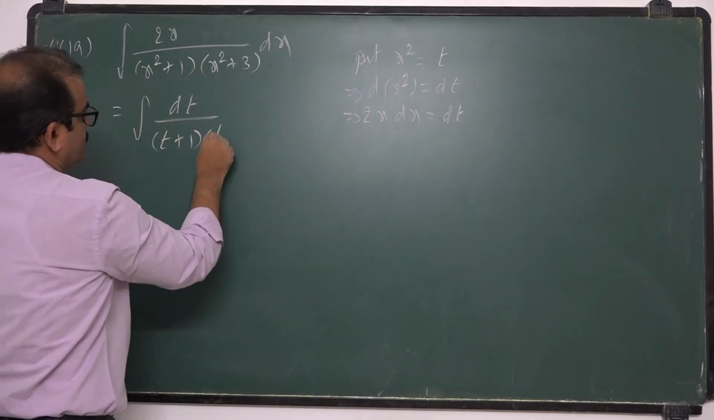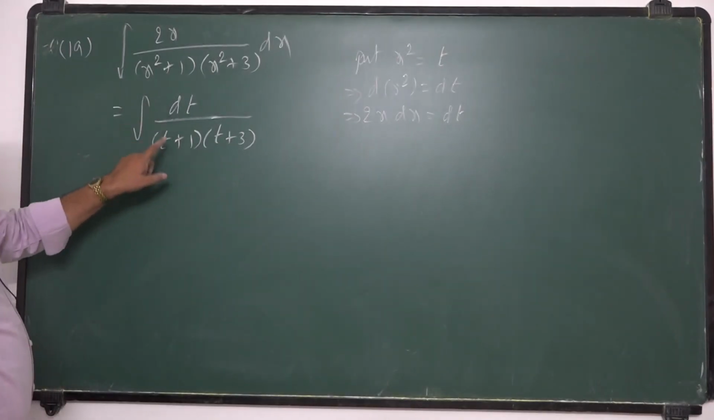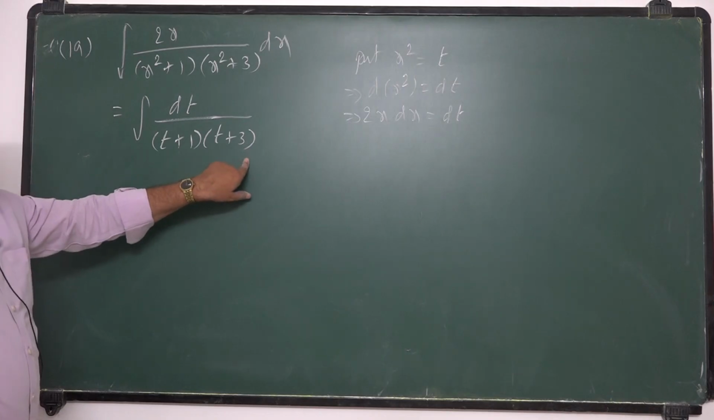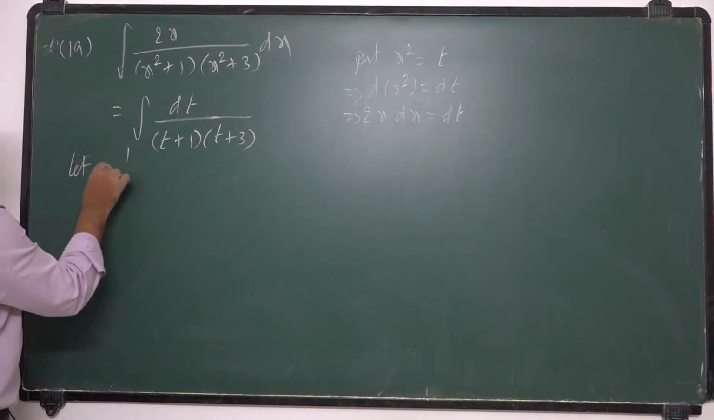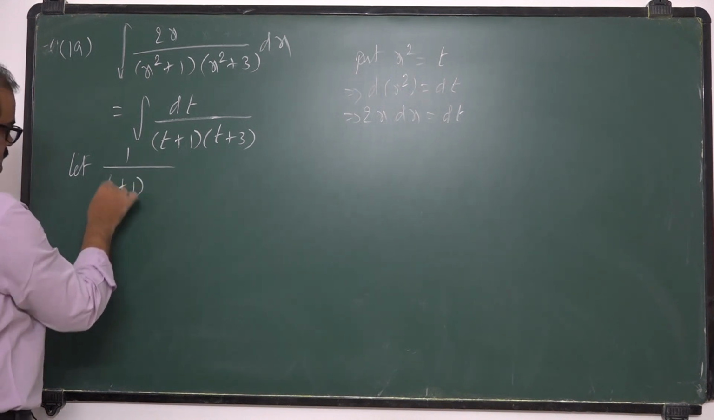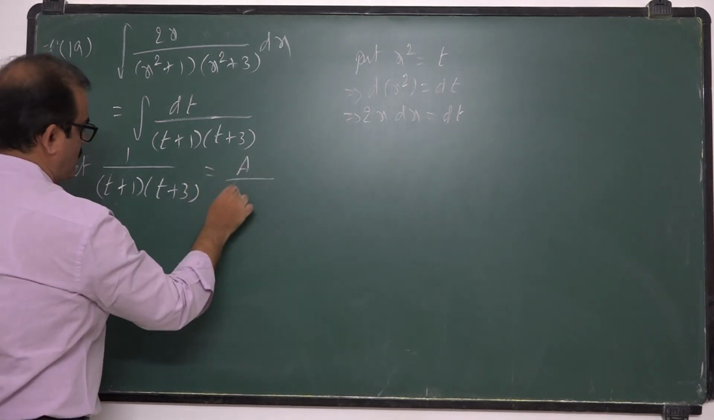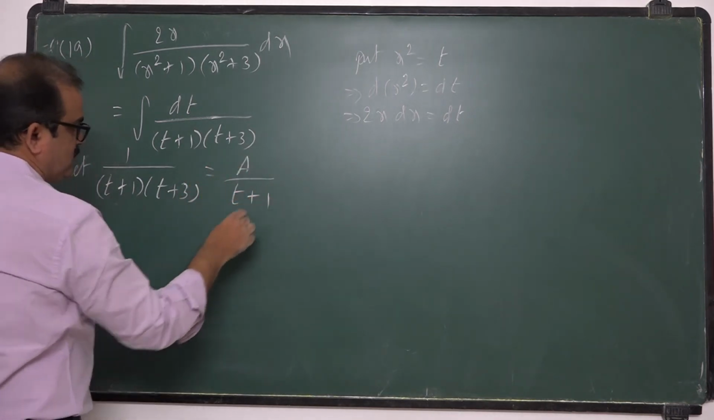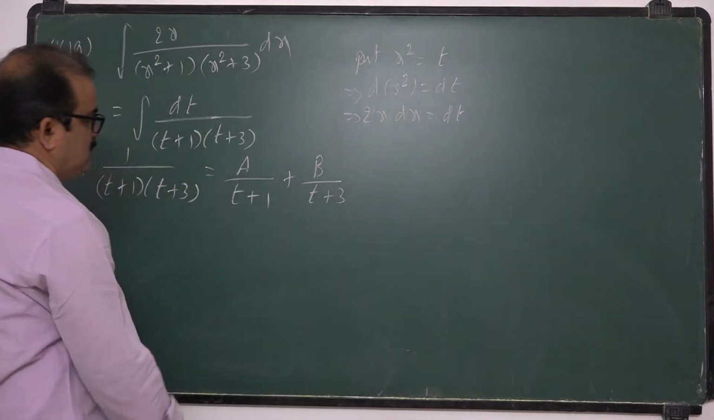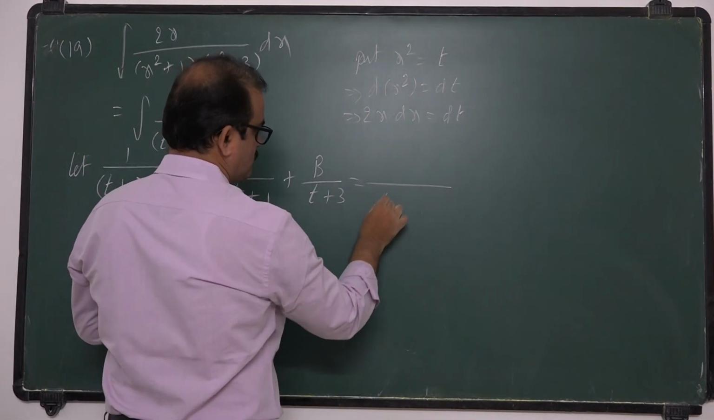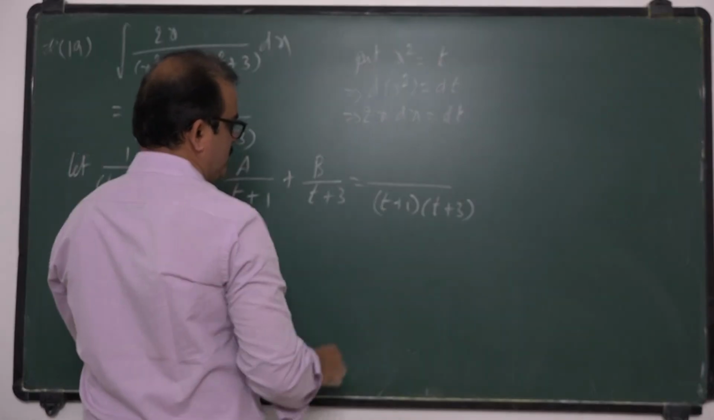plus 1 into t plus 3. Now resolve 1 by (t plus 1) into (t plus 3) into a sum of partial fractions: a by t plus 1, b by t plus 3. What is the LCM of these two? (t plus 1) into (t plus 3).